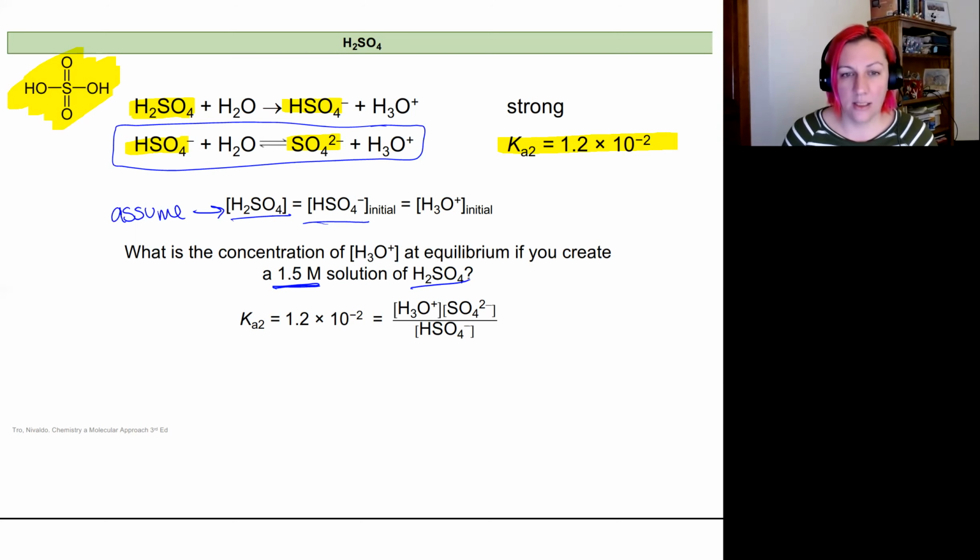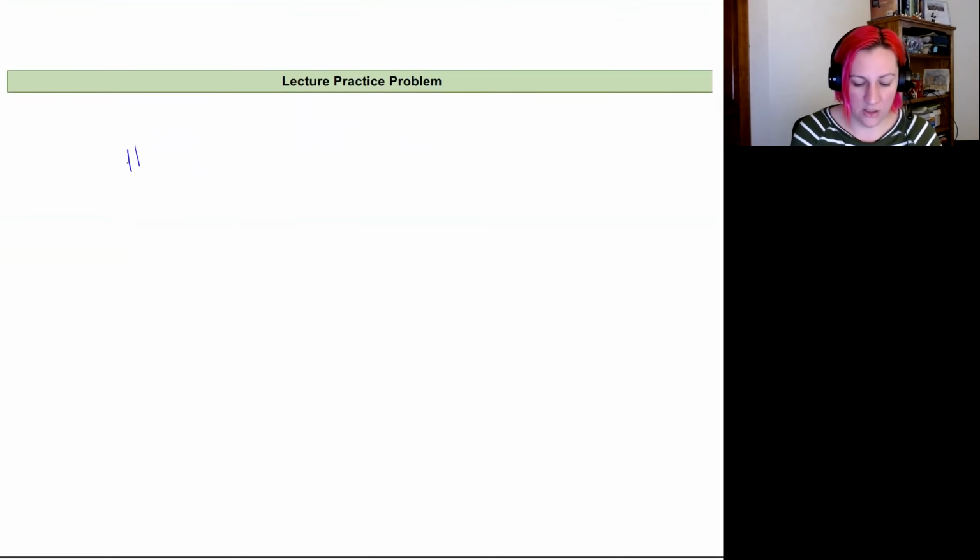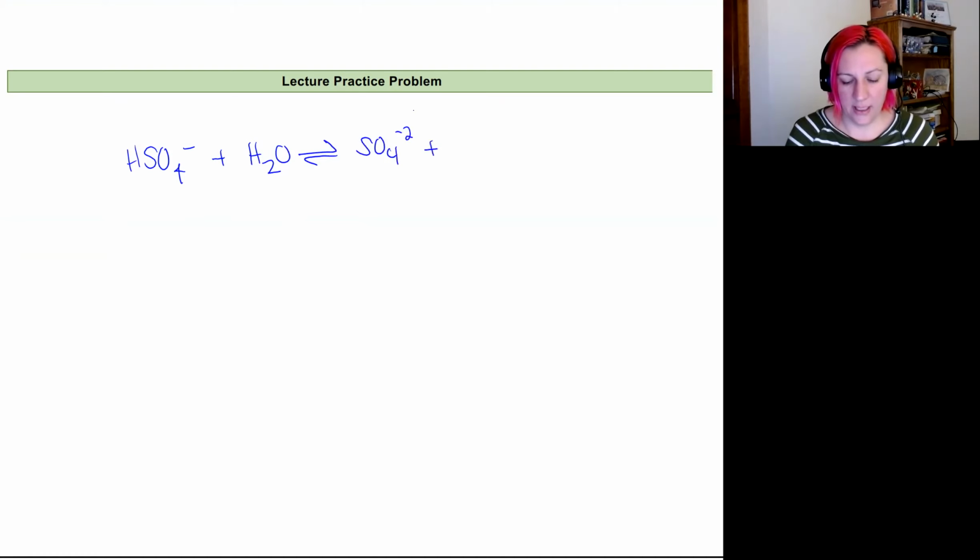I've written out our K expression for our second equilibrium reaction. And that's what we're going to focus on. So let's solve this next. It's going to take an ICE table because anything with equilibrium is going to take an ICE table generally. So let's rewrite this as an ICE table. So we've got HSO4 minus plus water is forming SO4 2 minus plus H3O plus.